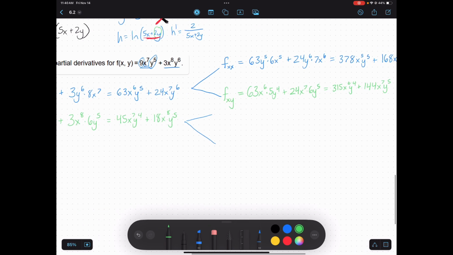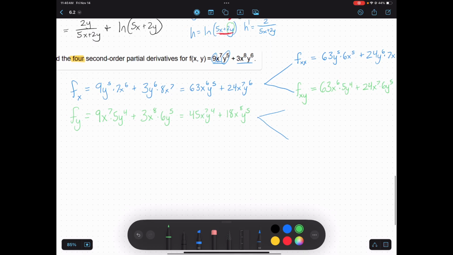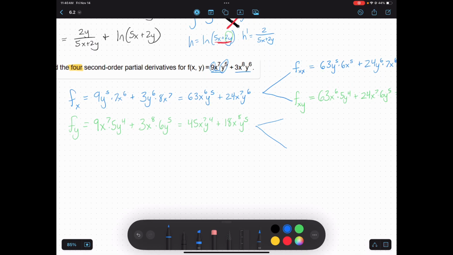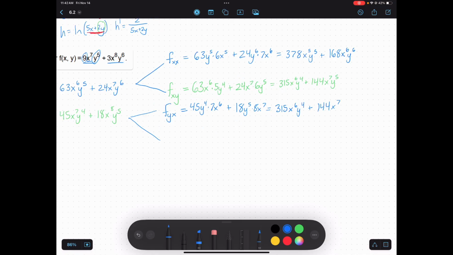Well now, that takes care of 2 of my second order partial derivatives. For my other 2, I need to start with my partial in terms of y. So now I can take that partial in terms of y and then take the derivative in terms of x. Since I'm taking the derivative in terms of x, I'm going to keep the constant terms, which include any terms with a y. Take the derivative of my x term, so 7x to the 6th. And I get 315x to the 6th times y to the 4th plus 144x to the 7th y to the 5th.